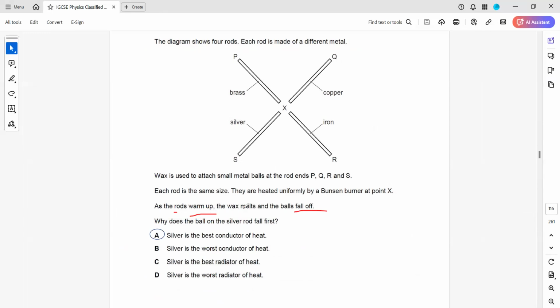All of them are conductors: copper, silver, brass, iron, but some are better conductors than others. Silver is a better conductor than the others, so the ball will fall first. When the wax melts, the ball falls, because the wax is placed here and the ball is placed on the wax. Because silver is a good conductor, and all of them are conductors, but when we compare, the rate of conduction is not the same for all types of metal. Some are better conductors than others.